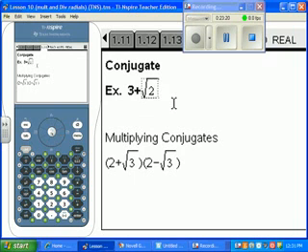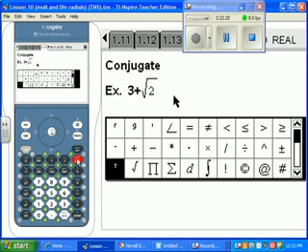Okay, so 3 plus the square root of 2. Please put that in. 3 plus the square root of 2.